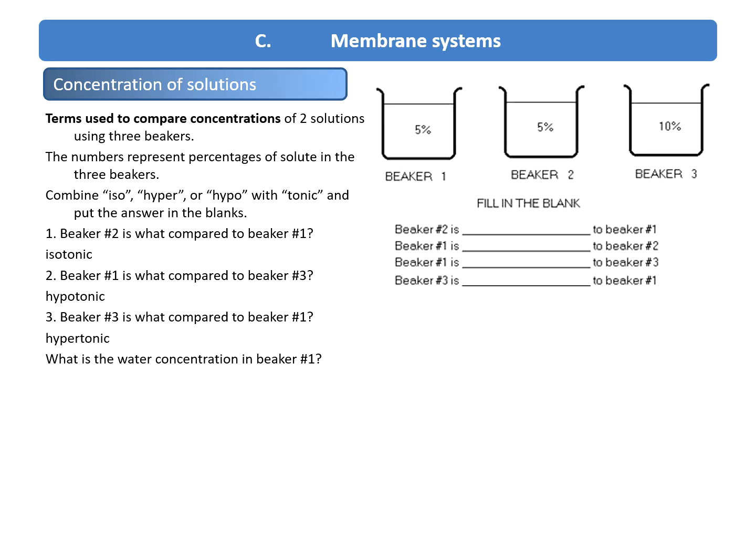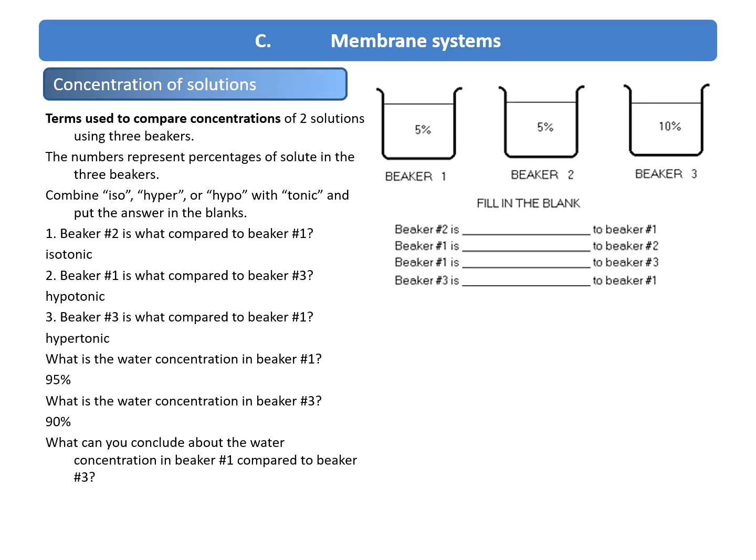What's the water concentration in beaker 1? 95%. After all, if the solution is composed of water and solute makes up 5%, the rest of it is water, the 95%. What's the water concentration of beaker number 3? 90%. What can you conclude about the water concentration in beaker number 1 compared to beaker number 3? The water concentration is greater than in beaker number 3. You'll see why I'm emphasizing water concentration shortly.